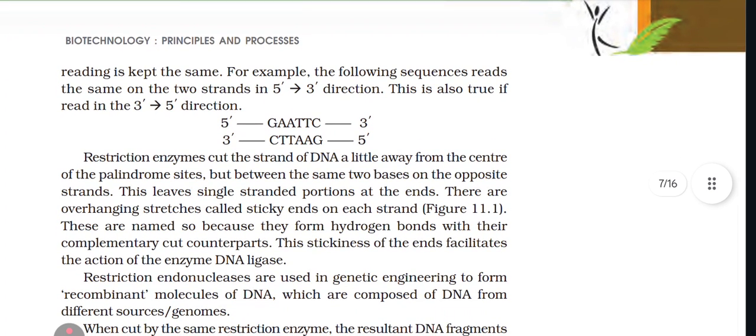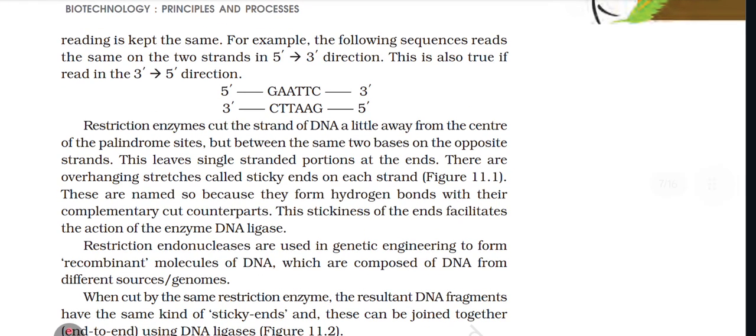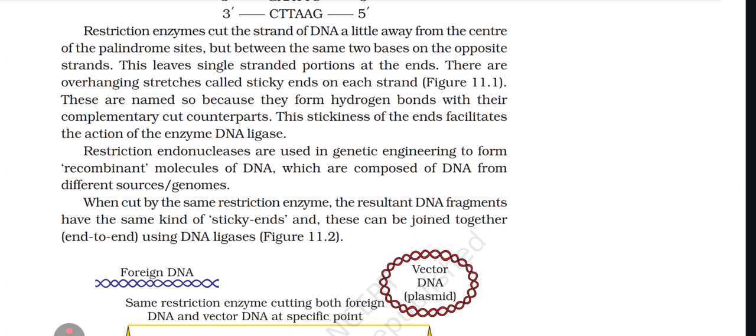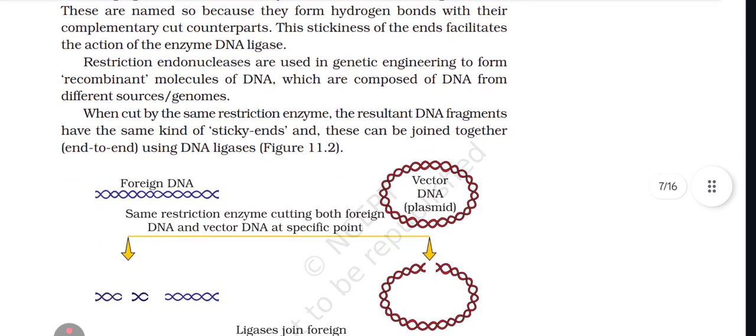Restriction enzymes cut the strand of DNA a little away from the center of the palindrome sites but between the same two bases on the opposite strands. This leaves single-stranded portions at the ends. There are overhanging stretches called sticky ends on each strand. These are named so because they form hydrogen bonds with their complementary cut counterparts. This stickiness of the ends facilitates the action of the enzyme DNA ligase. Restriction endonucleases are used in genetic engineering to form recombinant molecules of DNA which are composed of DNA from different sources' genomes. When cut by the same restriction enzyme, the resultant DNA fragments have the same kind of sticky ends and these can be joined together end to end using DNA ligases.